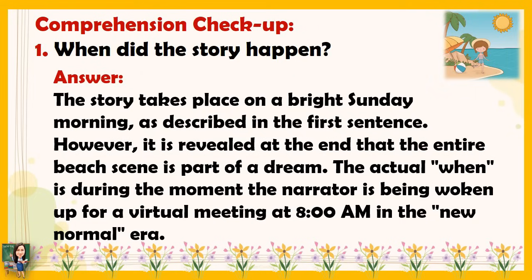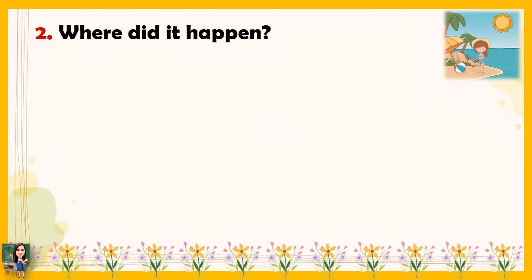The story takes place on a bright Sunday morning as described in the first sentence. However, it is revealed at the end that the entire beach scene is part of a dream. The actual when is during the moment the narrator is being woken up for a virtual meeting at 8 a.m. in the new normal era. Second question, where did it happen? And here is my example answer.